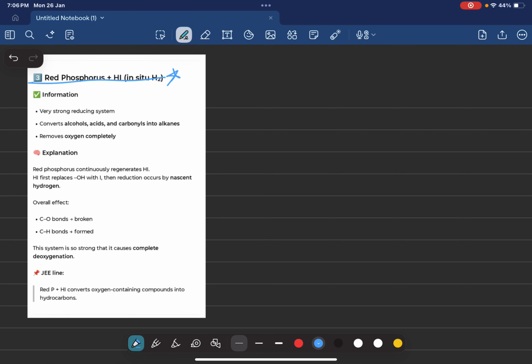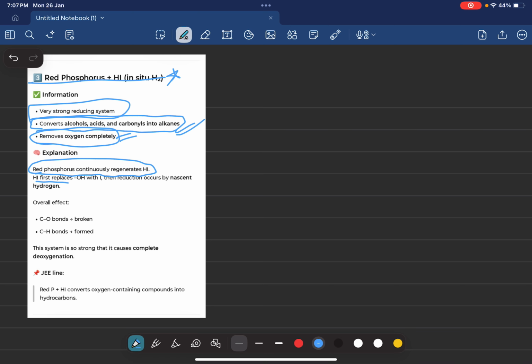We generally use it for complete reduction, like glucose converted into n-hexane, students. So it's a very strong reducing system. It converts alcohol or acid or carbonyl to alkanes, directly to alkanes only, and removes oxygen completely. This works to remove oxygens. Red phosphorus continuously regenerates HI.